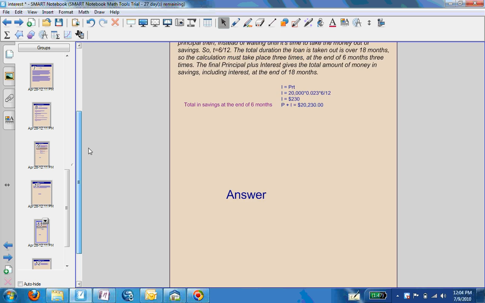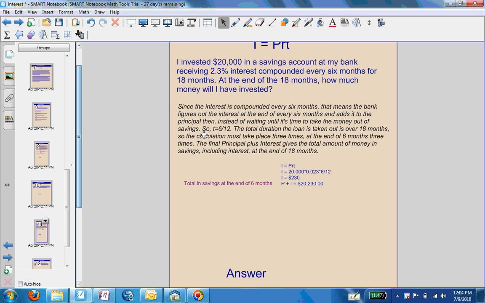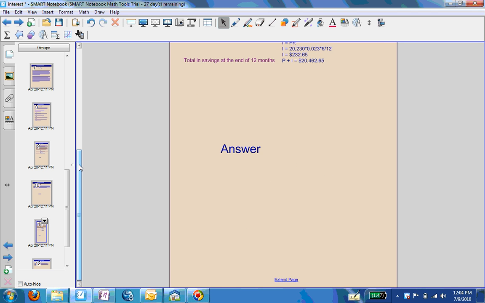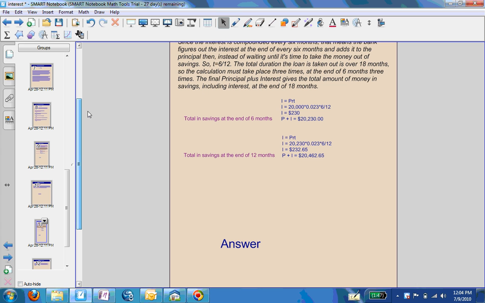So we start by putting the $20,000, the interest rate, and the 6/12 in, and we get the interest is $230. We have to add the interest back to the principal to get a new principal. Now we're going to calculate again, but we're going to use this new principal. So you can see that this was the total in savings at the end of 6 months. Now we're using that new principal to figure out the total in savings at the end of 12 months. So our new interest is $232.65. We're going to add that to this principal that we carry on, and we have yet another principal. We're going to do the same process over again with new principal.